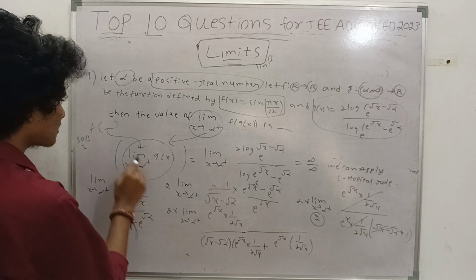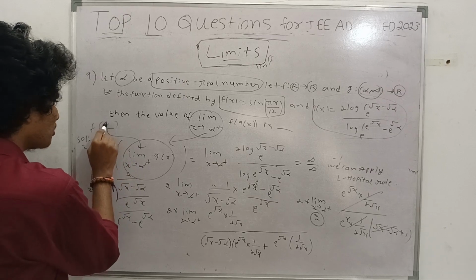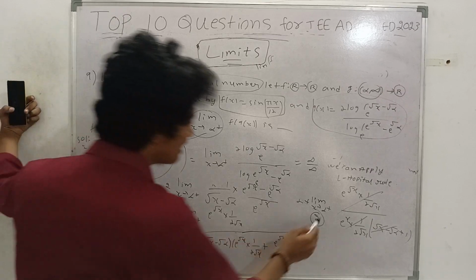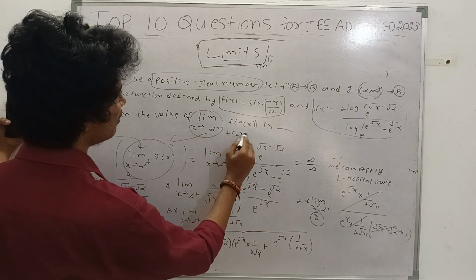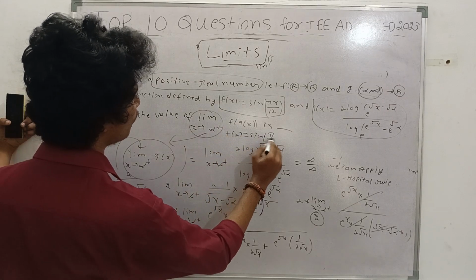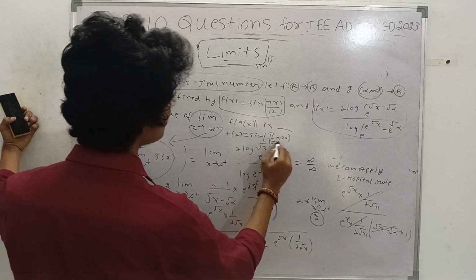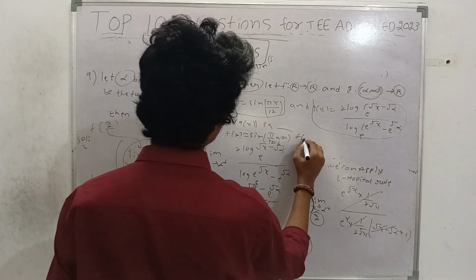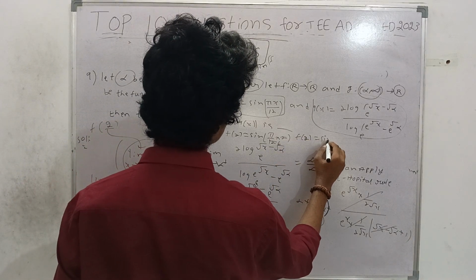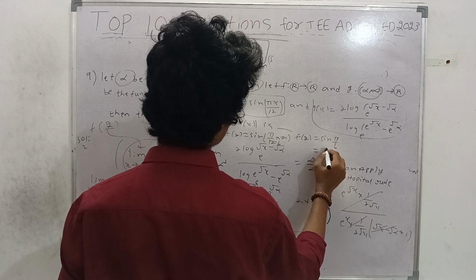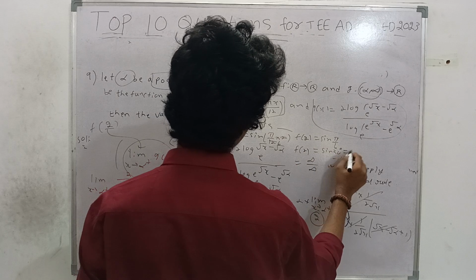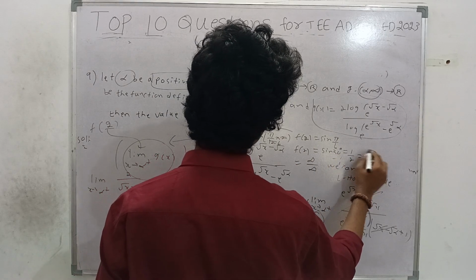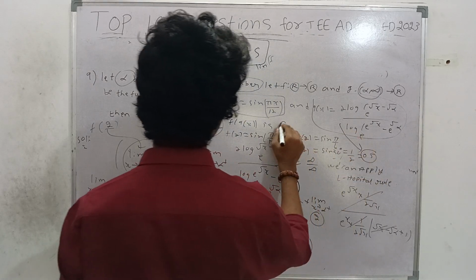Now we have to put the value of this complete thing, which is 2. So f of 2. What is f of 2? f of 2 equal to sine of pi by 12 into 2, that is sine pi by 6. What is sine pi by 6? Sine pi by 6 is sine 30, and sine 30 equal to 1 by 2, which is 0.5. So this complete answer is 0.5.